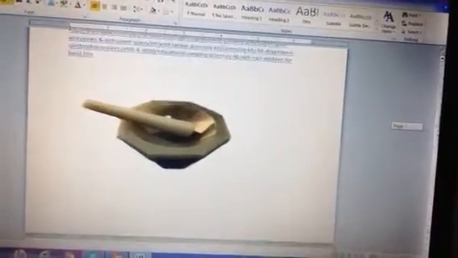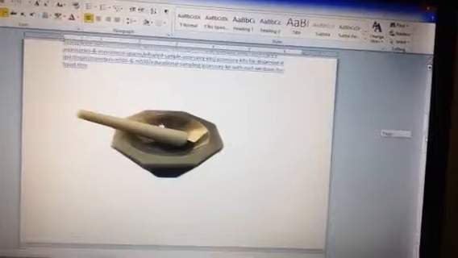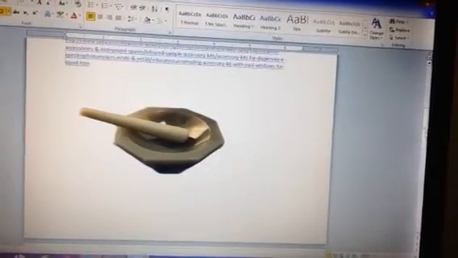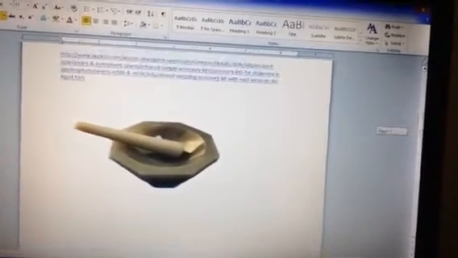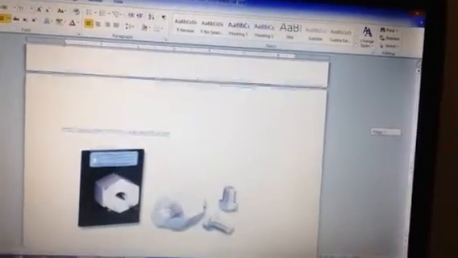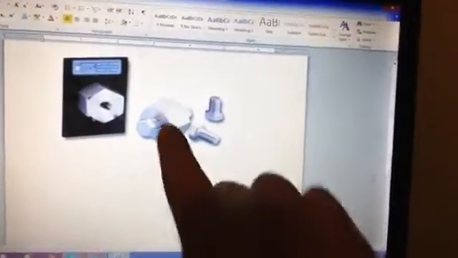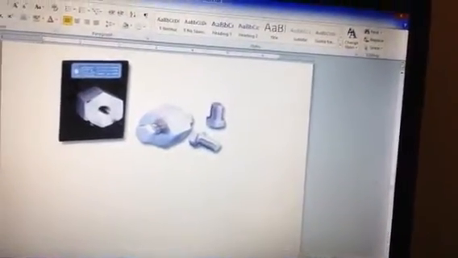That is the mortar and pestle, and students would crush up their compound and make a mixture of their compound with KBr in the mortar and pestle, and then would put it into the press here, and then would press it there.